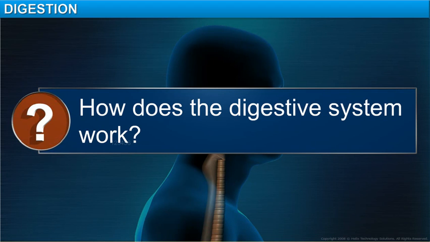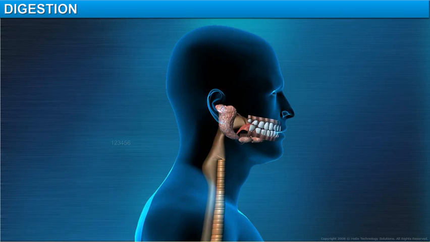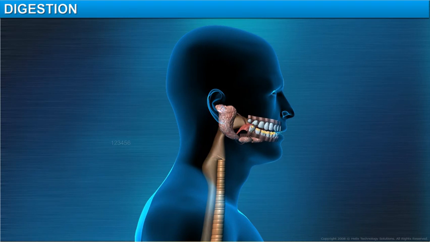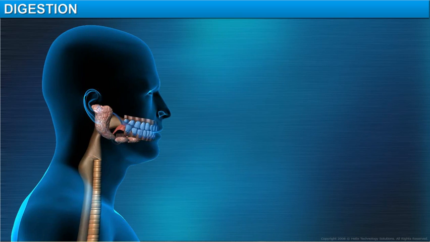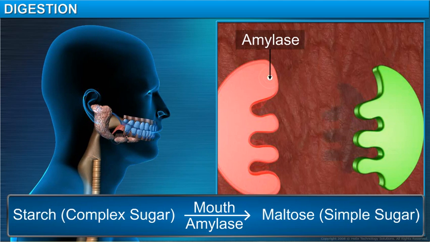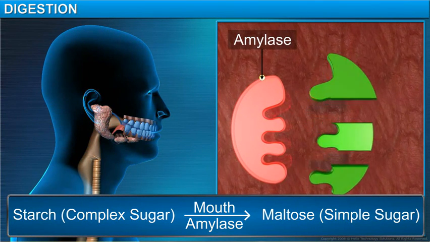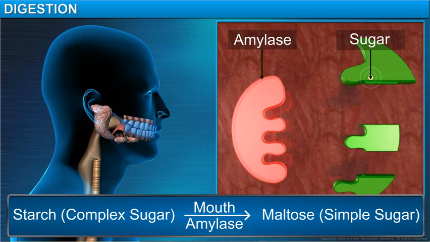How does the digestive system work? Food enters the body through the mouth, where it is crushed into smaller particles. When you see, smell, or taste food, salivary glands secrete saliva in the mouth. Saliva moistens the food while you eat and helps to tear it into smaller pieces. Amylase, a digestive enzyme contained in the saliva, breaks down the starch present in the food into simpler sugar.